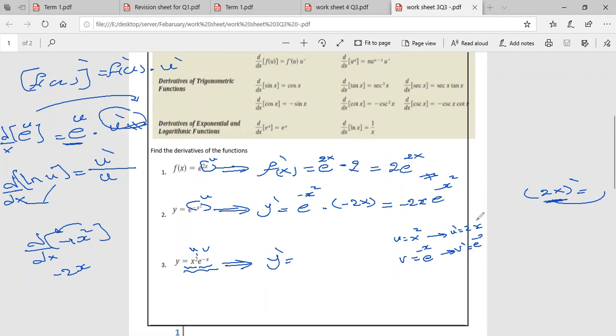Multiply the derivative of the exponent. What is the derivative of negative x? Negative x, what is its derivative? It will be -1. That's right. Multiply by -1, it will be what? Minus e to power negative x.